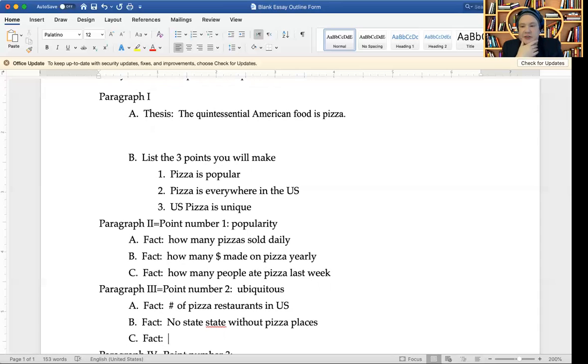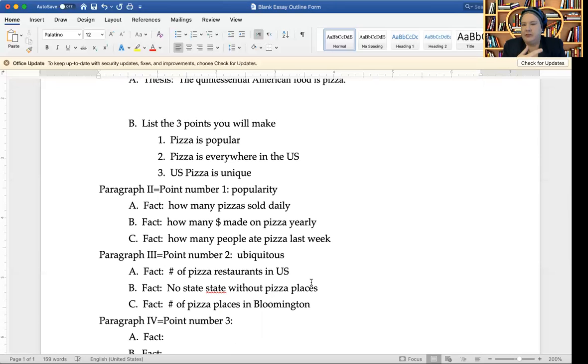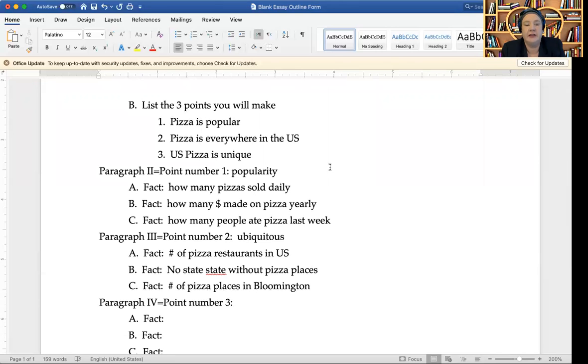And another specific fact that shows that pizza is everywhere could be, I don't know, the number of pizza places in Bloomington, where we are now. Even if I hate pizza, I can't argue with those facts. Point 3, US pizza is unique, is going to be the topic of paragraph 4.